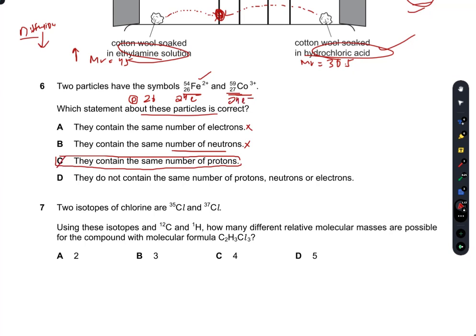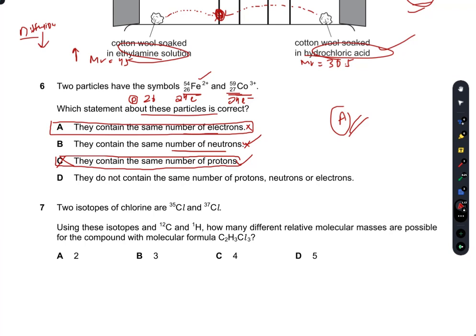So sorry, there's been a mistake here. They contain the same number of electrons. This would be our right option. They will have the same number of electrons, different number of protons and different number of neutrons. So they contain the same number of electrons.